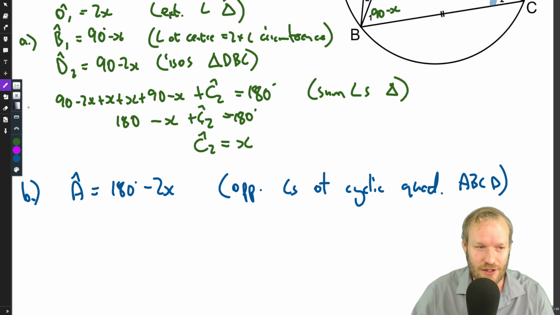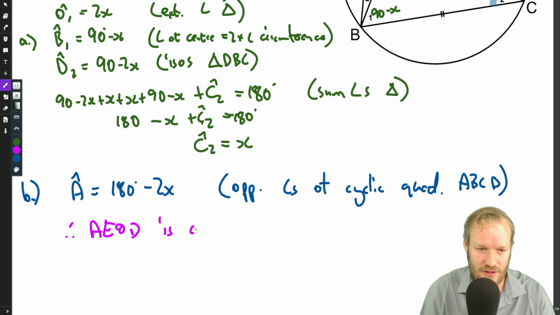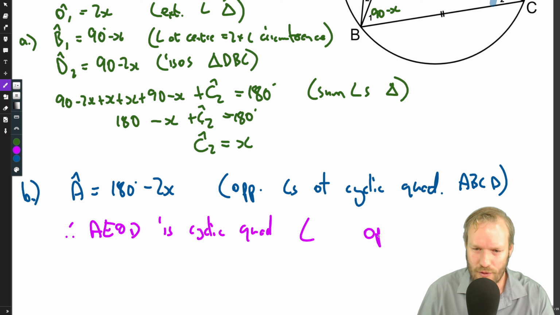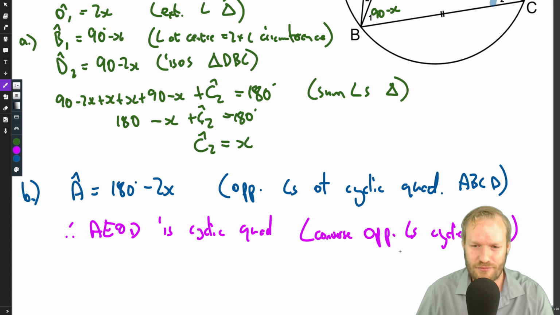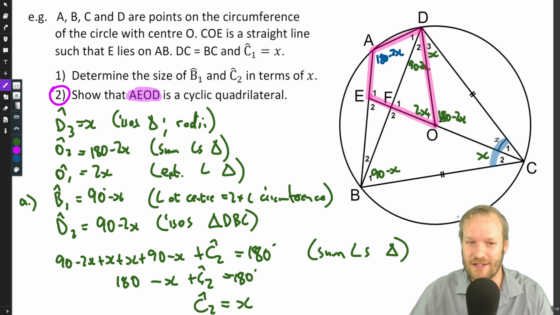So let's show that and say that, therefore, this one, AEOD, is a cyclic quad. And our reason for that is because we've shown that the opposite angles of our cyclic quad are supplementary. And we're just going to put that magic word converse in front. So converse, opposite angles of cyclic quad. We've shown the opposite angles to be supplementary. Therefore, it is a cyclic quad. Okay, there was quite a lot embedded in there. We had a lot of fun with that diagram, and I'll maybe see you in the next one.